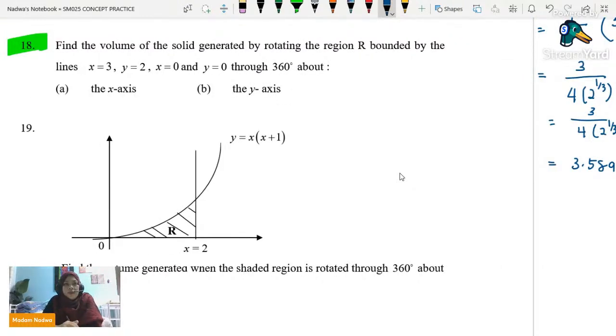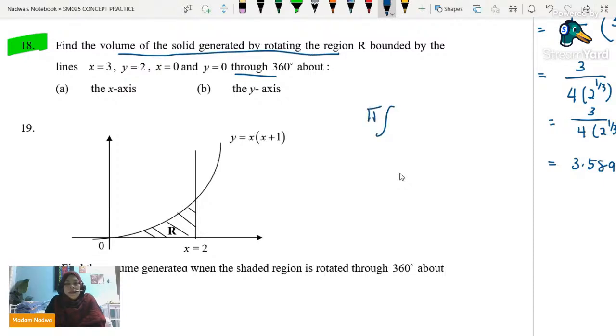Alright, so question number 18, it says find the volume of the solid generated by rotating the region R. So bila awak baca ayat panjang-panjang macam ni, jangan takut, sebab bila soalan tu tanya volume, dia memang kena bagi tahu how the solid is generated by rotating the region bounded through berapa darjah. So dia kena bagi tahu. Kenapa dia kena bagi tahu this one? Because our formula ada pi dekat depan dia.